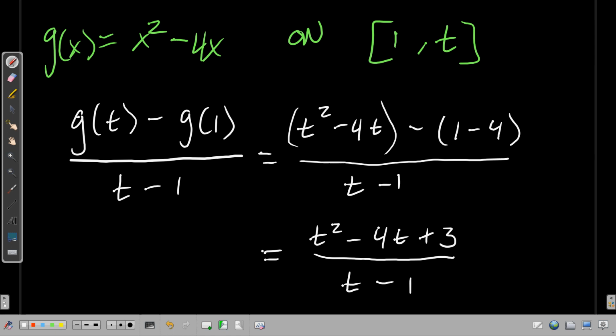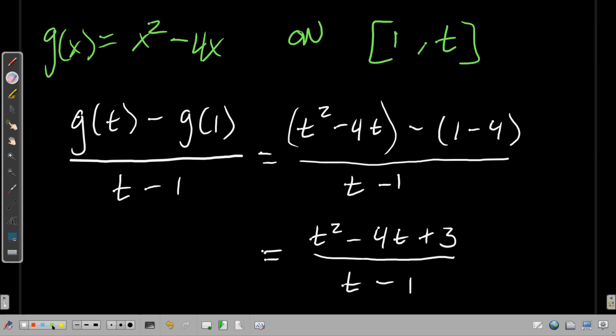Now, this expression is guaranteed to cancel. If you have done the simplification on the numerator correctly, then it will factor. That numerator will factor and have a factor of t minus 1. Now this polynomial is not so hard to factor, but students often have a hard time with factoring.